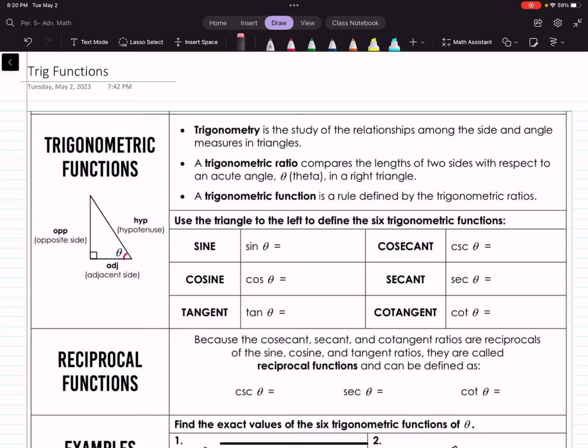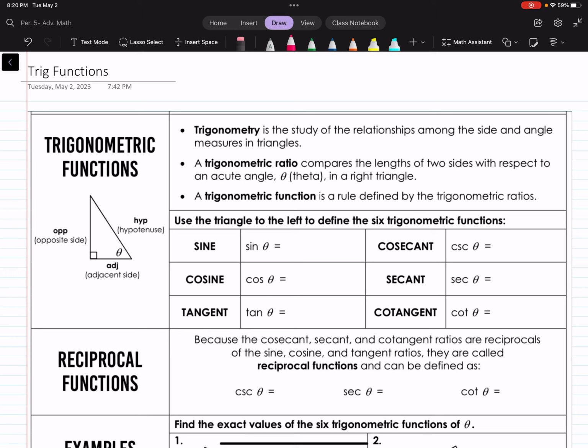They are going to be titled Trig Functions. So today we're going to learn about the 6 trigonometric functions. Define them, what they are. 3 of them should not be new to you guys. The other 3 might be new to you guys.